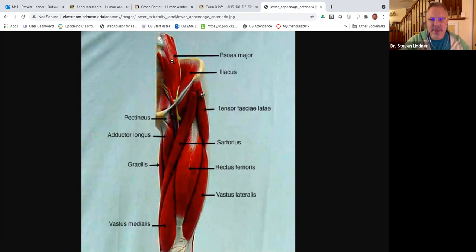So here is psoas major. And what's unique clinically about the psoas major is that it originates on the lower lumbar vertebrae and it inserts onto the lesser trochanter. Now, the reason why I say it's an interesting muscle clinically is because not only does the psoas major originate on the lower lumbar vertebrae, but also their discs, the intervertebral discs. So it's a hip flexor or a trunk flexor, which when I think of trunk flexion, I think of sit-ups.